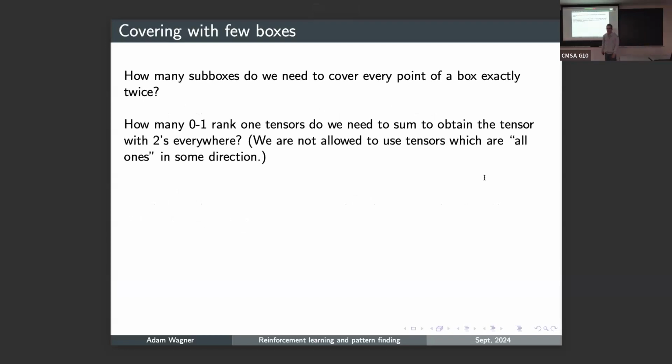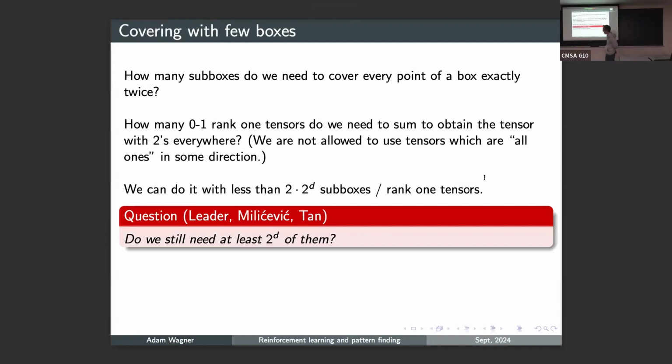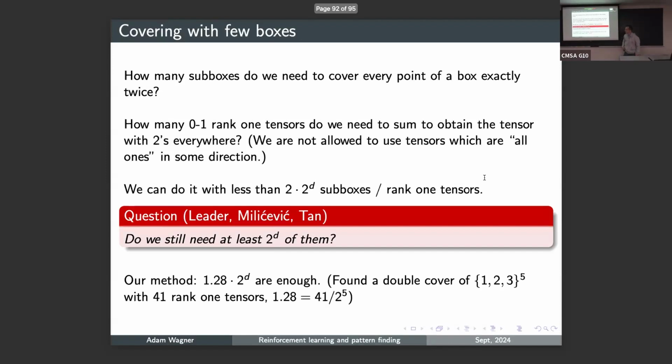For example, what about covering every single point of a box exactly twice? You can observe that you can do it with less than 2 times 2 to the d. And there's a really nice question by Imre Leader, the combinatorial question 10. He asked, is it possible that covering every point twice is easier than covering every point exactly once? It would be very, very surprising if the answer to this was yes. But it seems that maybe this is actually the case. And with this method, we managed to push this down all the way to 1.28 times 2 to the d. So we're getting very, very close to breaking the 2 to the d barrier, but we're not quite there yet.